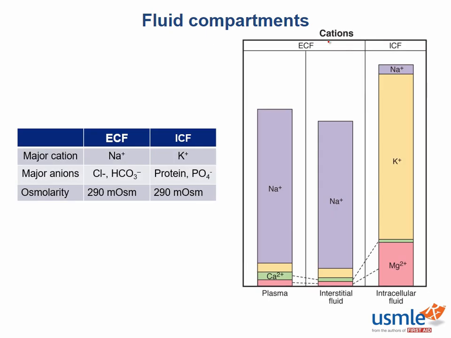The ECF and ICF also have different anions. In the ICF, it's mostly protein and organic phosphates, where the majority of the body's proteins and ATP are located inside of cells. In the ECF, the major anions are chloride and bicarb. Remember that bicarbonate is used as an extracellular buffer and a means to transport carbon dioxide.